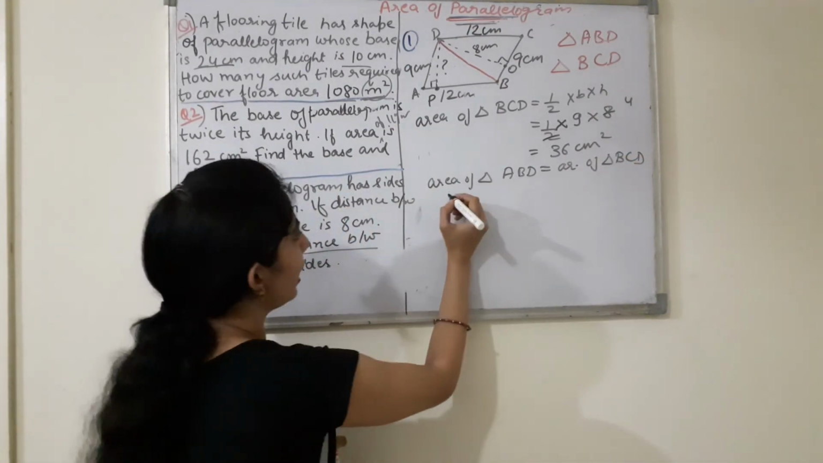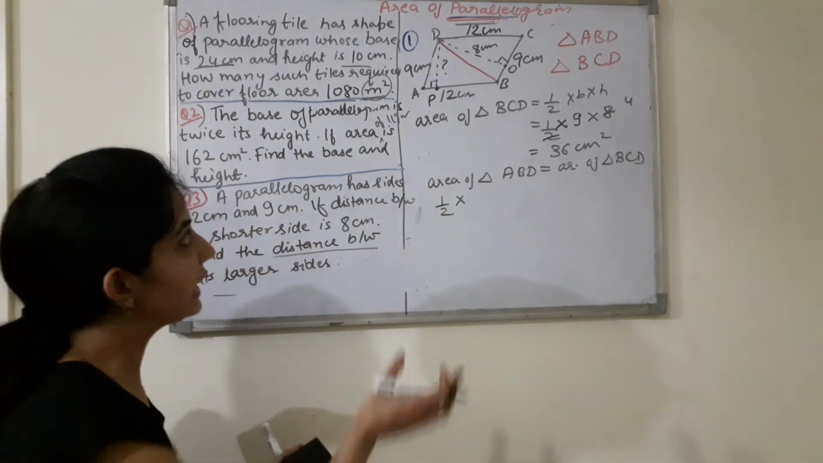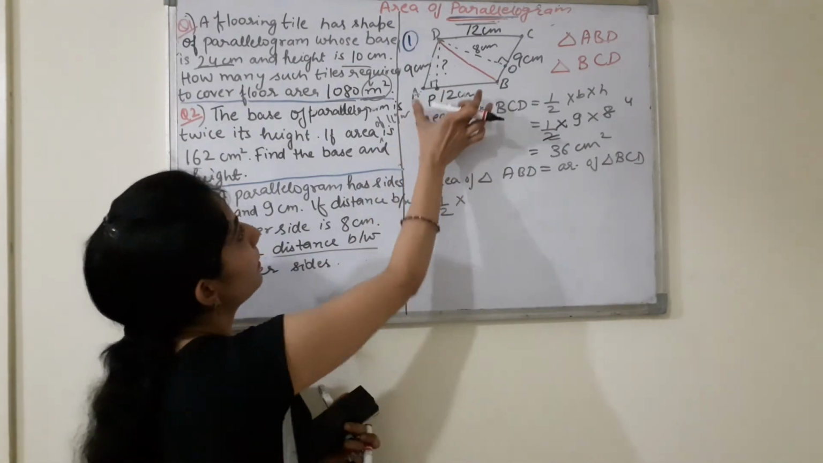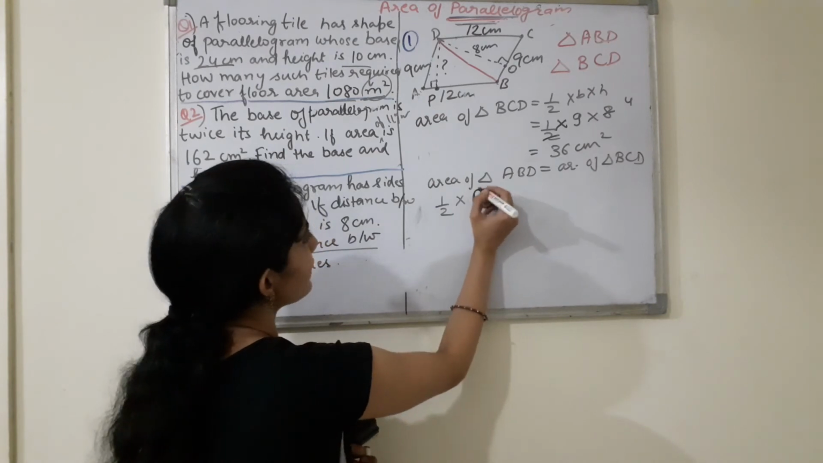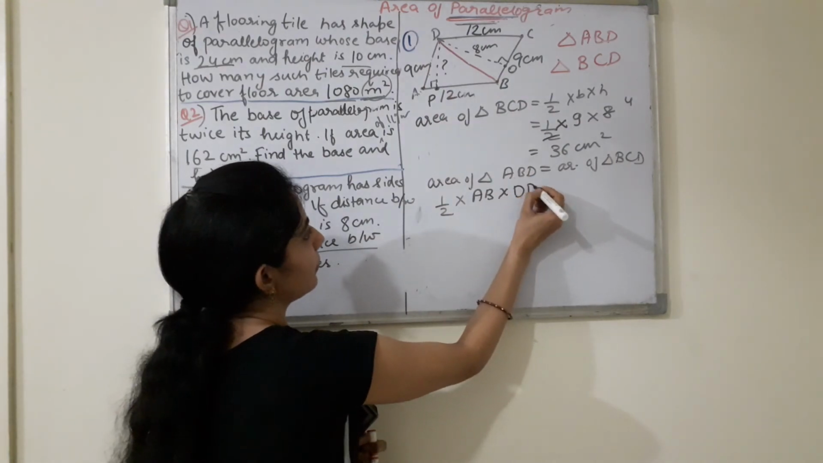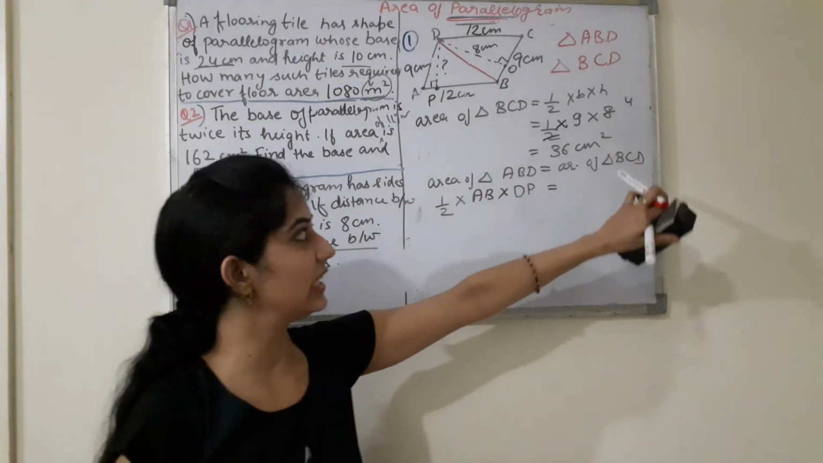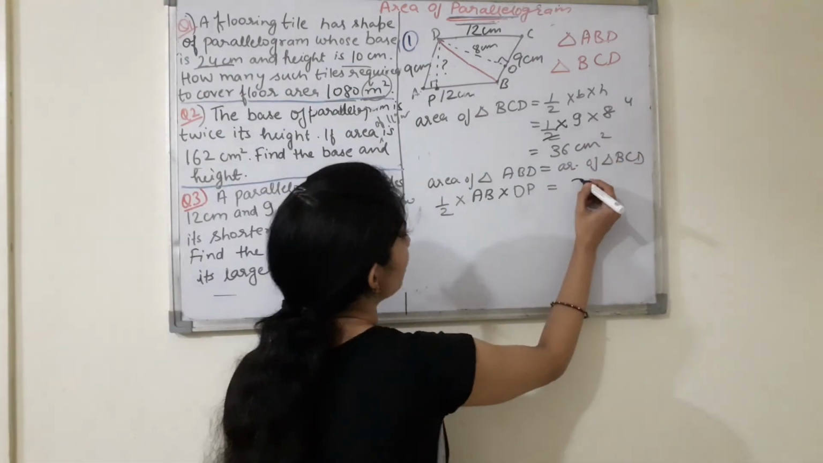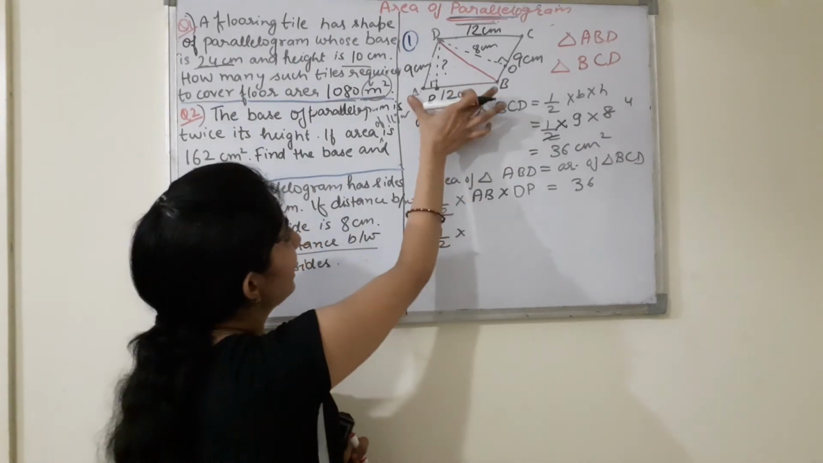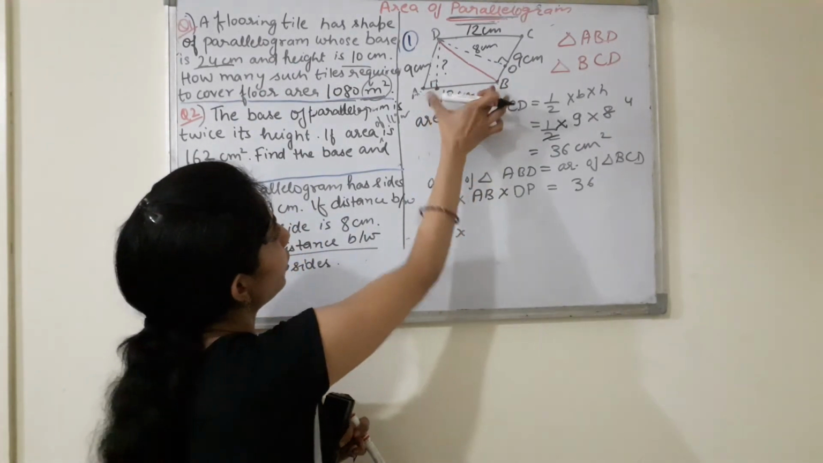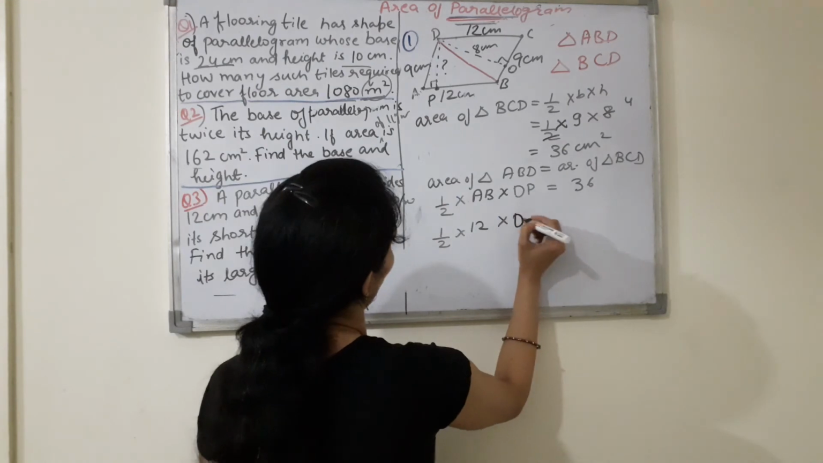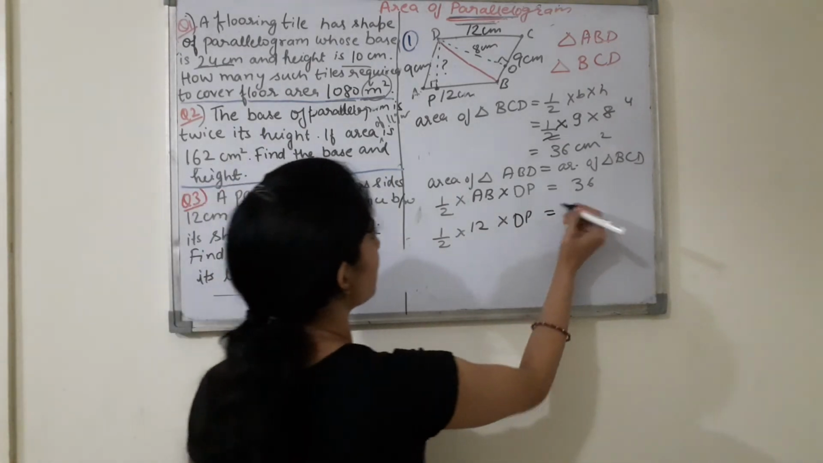Area of triangle ABD, what will it be? 1/2 base. What is the base of ABD? In triangle ABD, what is the base here? This is AB, right? Because the perpendicular is on this, so AB is the base. And what is the height? This DP. Okay. Now area of triangle BCD you have calculated. This is your 36. You have found this. Now simply put the values. 1/2, the value of AB you have been given. How much is AB? 12 centimeter. DP, the height between the longer sides, you have to find. So this is DP, you will write as it is.